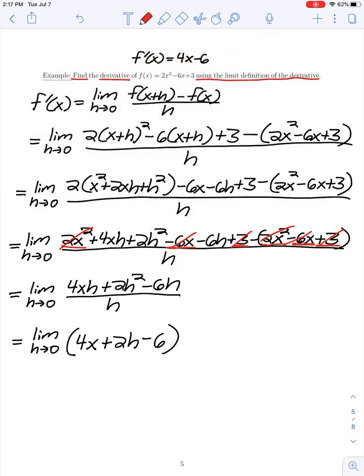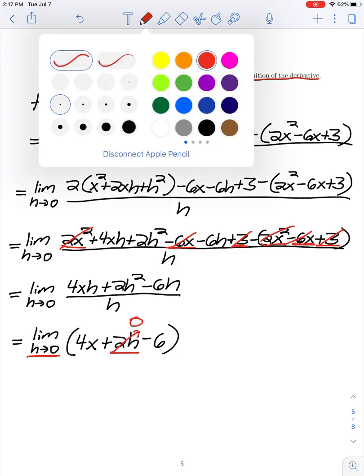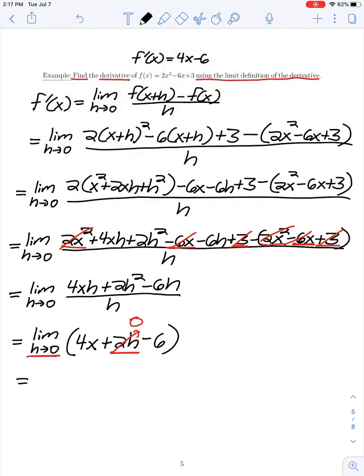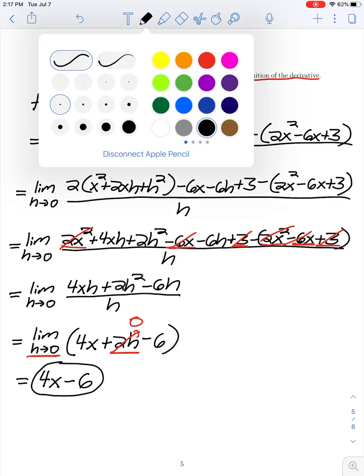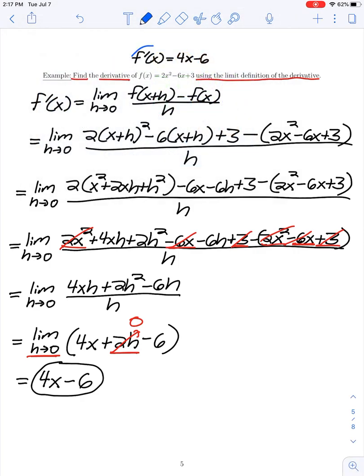And in the last part of our problem, we're taking the limit as h approaches 0. So here the only place h appears is this 2h term. As h approaches 0, this 2h term approaches 0. And so we're left with only 4x minus 6 for our derivative here. Now notice that that is exactly the expression that we had found up here.